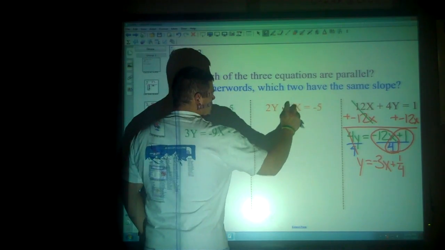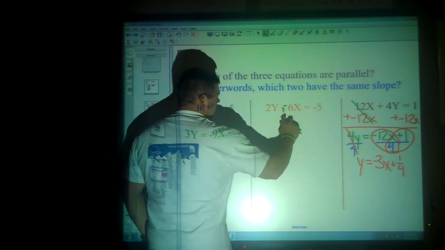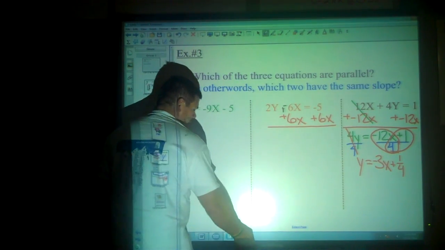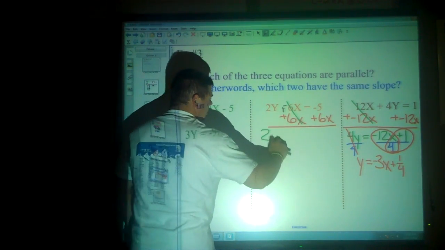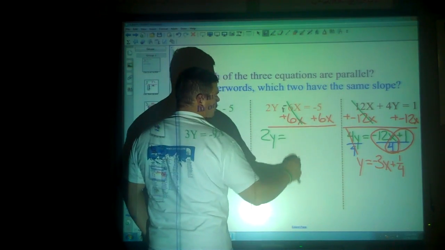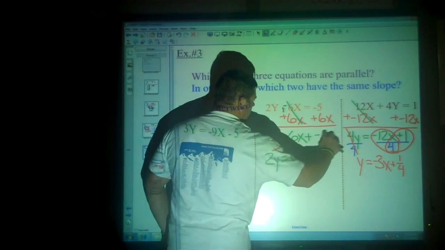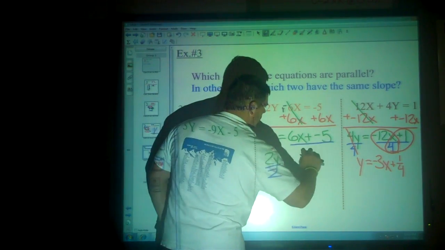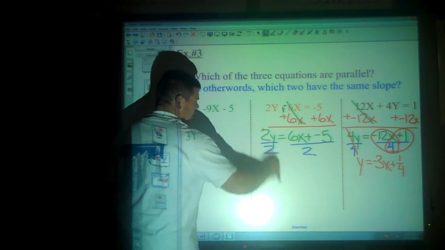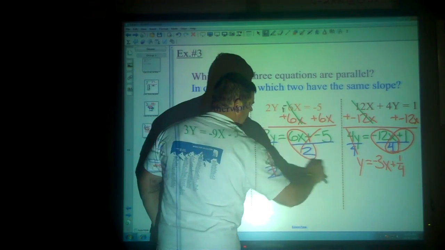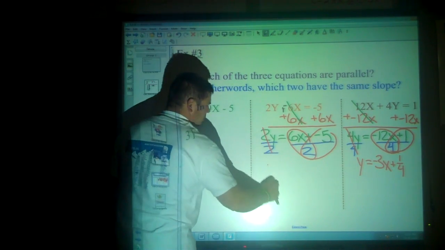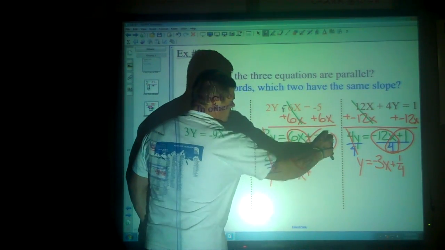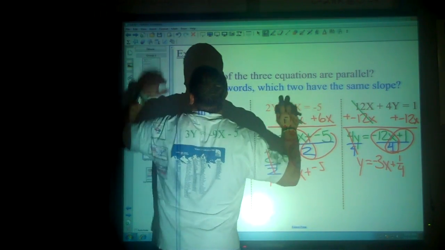Quick adjustment, plus negative 6x. Now I know I want to add 6x to both sides, so I can start getting the y's alone. They cancel out. 2y now equals, I can put in front 6x because it's addition. You can add in any order that you want. Divide by 2, and we have the heart-shaped division here and here. Y equals positive 3x plus negative 5 over 2.